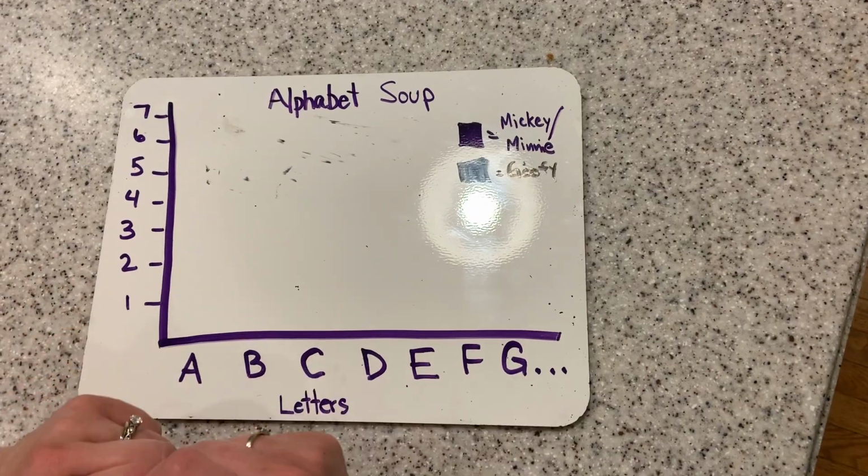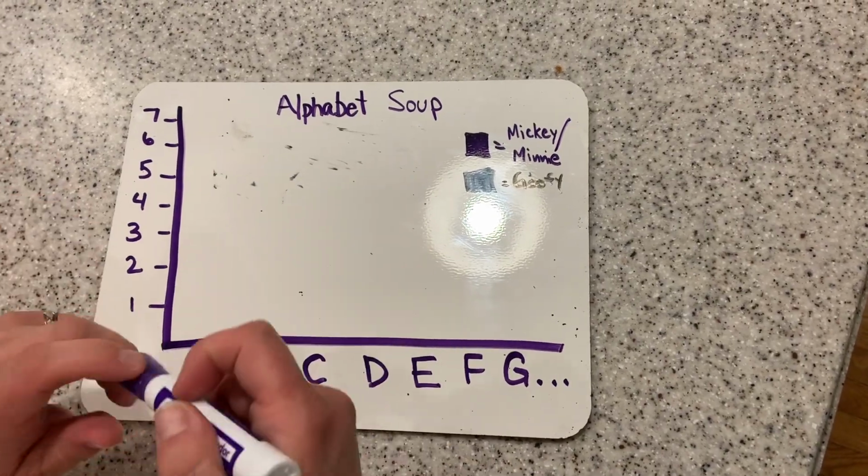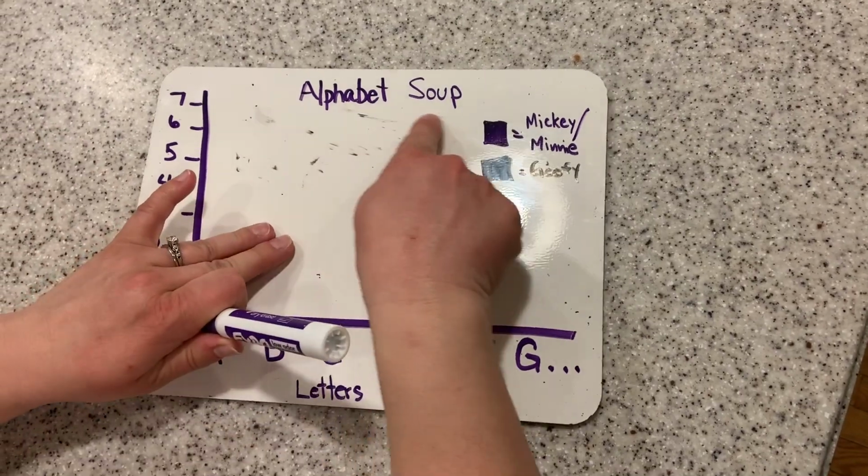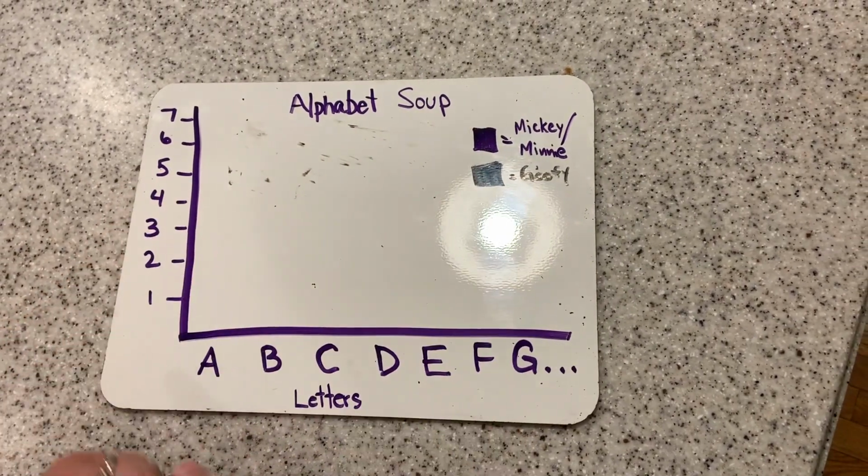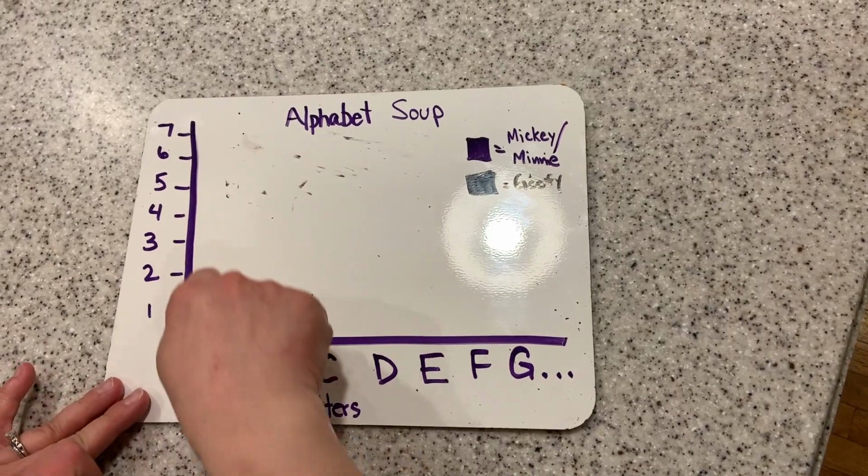Okay, so for the next part, we're gonna take our tally marks, the data that we collected, and turn it into a bar graph. So we're gonna build a bar chart or a bar graph. The first thing we need to do is label it, alphabet soup, so that we know what we're talking about. And then we're gonna have 2 axes.